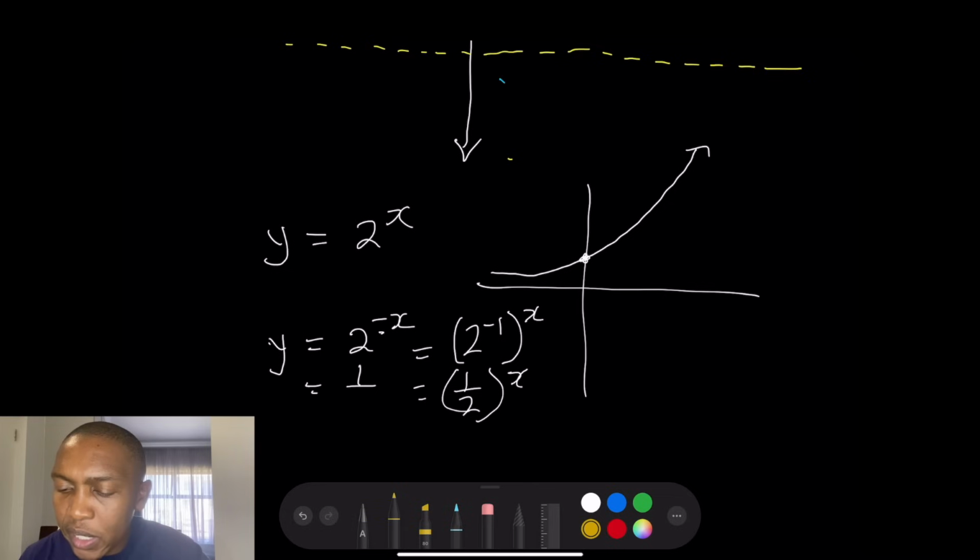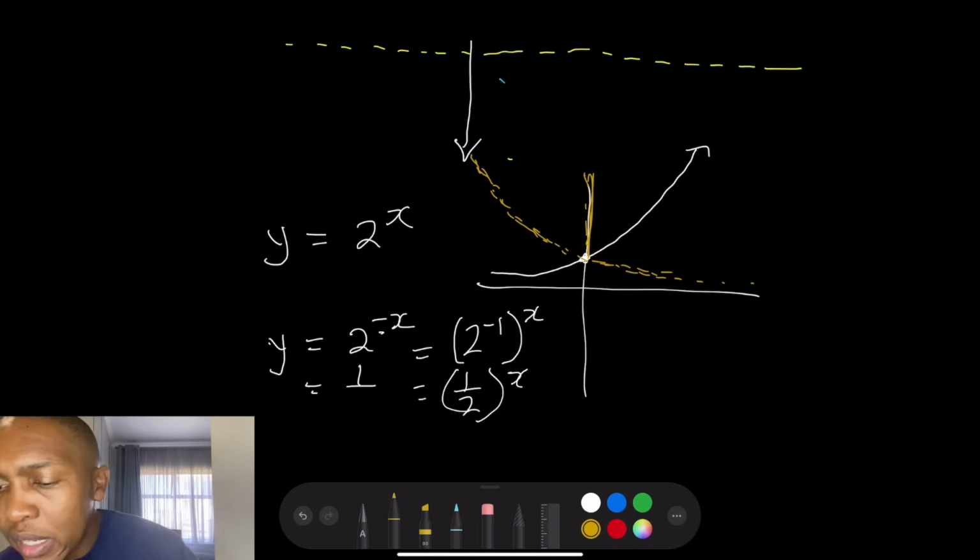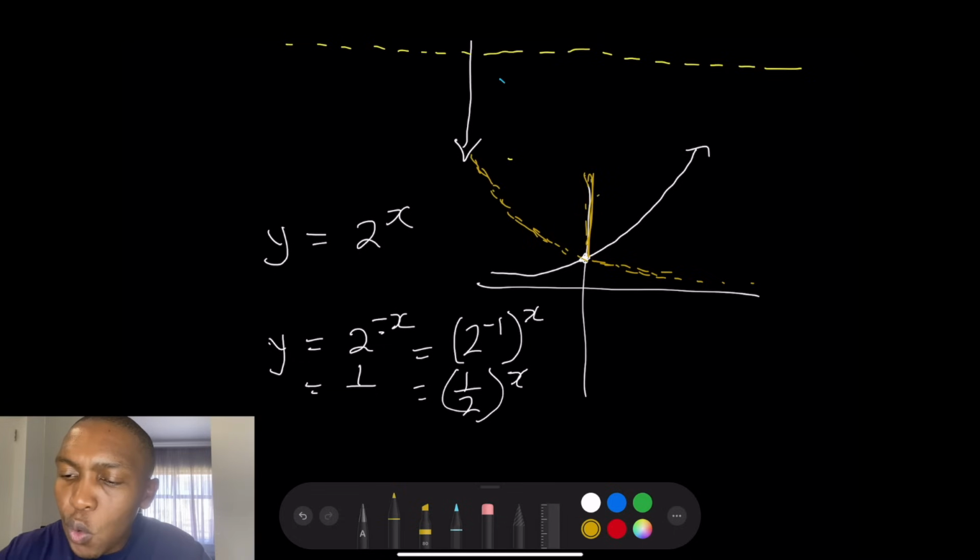So what we've actually done is that if you remember what we said earlier on, when the base is between 0 and 1, what simply happens? It means that the graph is going to be decreasing as you go in that direction. So once I change the sign of the x, it becomes a graph that is mirrored around the y-axis. Just remember that. It is now reflected about the y-axis.